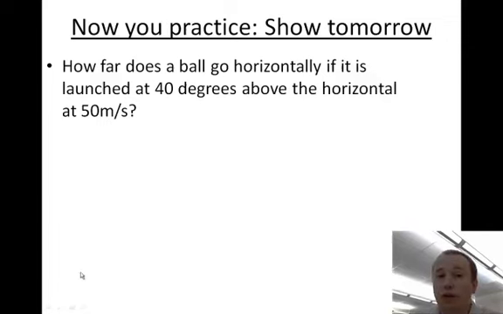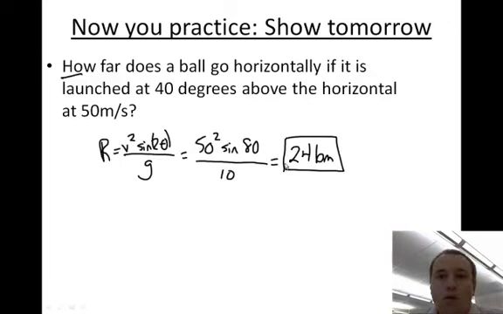Alright, this is the one you're going to practice. How far does a ball go horizontally if it's launched at 40 degrees above the horizontal, at 50 meters per second? Pause this, set it up, see how you do. Welcome back. You should be getting 246. Here's the setup. Pause it and look at it if you need it.